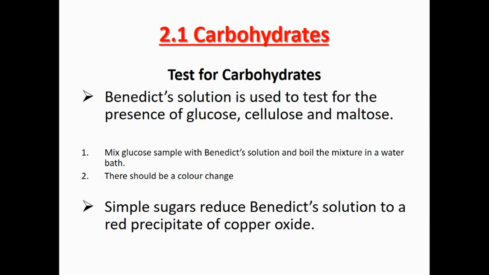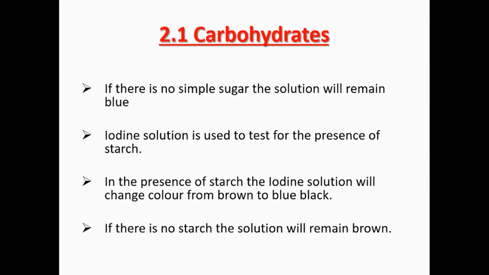Now you will mix the sample with Benedict solution and boil the mixture in a water bath. There should be a color change. Simple sugars reduce Benedict solution to a red precipitate of copper oxide. Now if there is no simple sugar, the solution will remain blue.